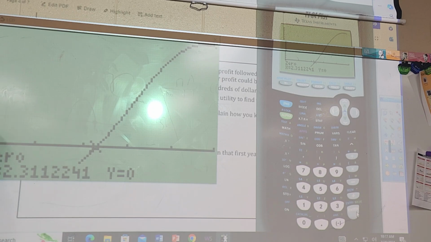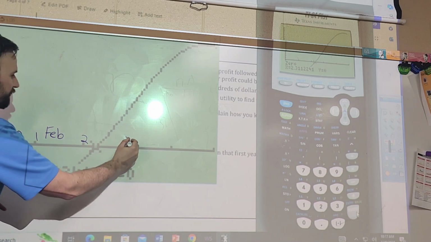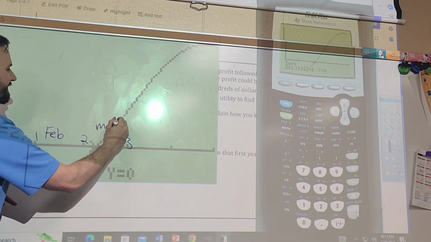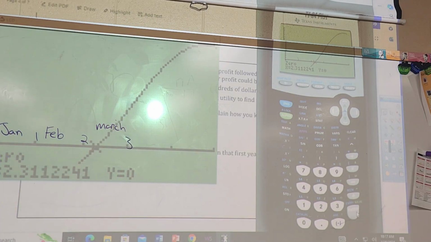Guys, think about this. 0 to 1 would be January. 1 to 2 is February. 2 to 3 would be March. Does that make sense? Each gap is a time. So you could say about 2.3 months. You could say in March is when they will start to turn a profit. You could have done that without doing the zero, right? If you just want to give in what month will he turn a profit.